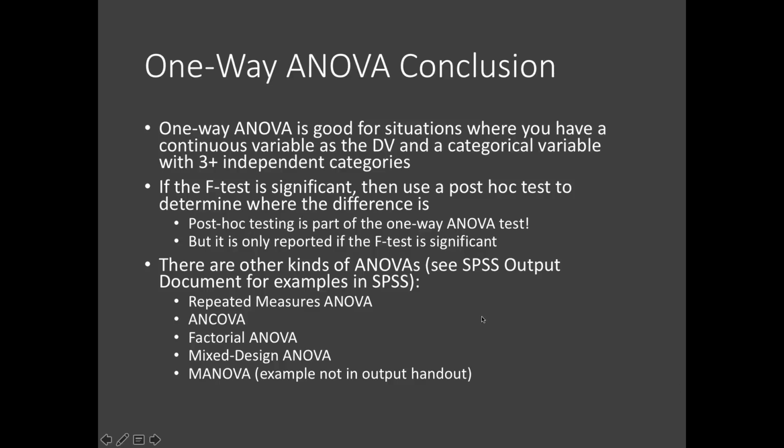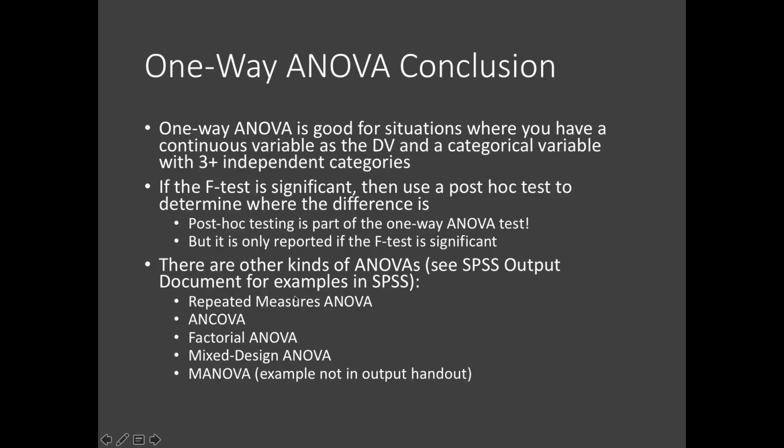So a little bit of a conclusion for this part. It's good for situations where you have a continuous variable as the DV and a categorical variable with 3 or more independent categories. If you find that that first table has the F test significant, then you use the post hoc to determine where the difference is. But if the F test is not significant, then you don't have to look at the post hoc tables.